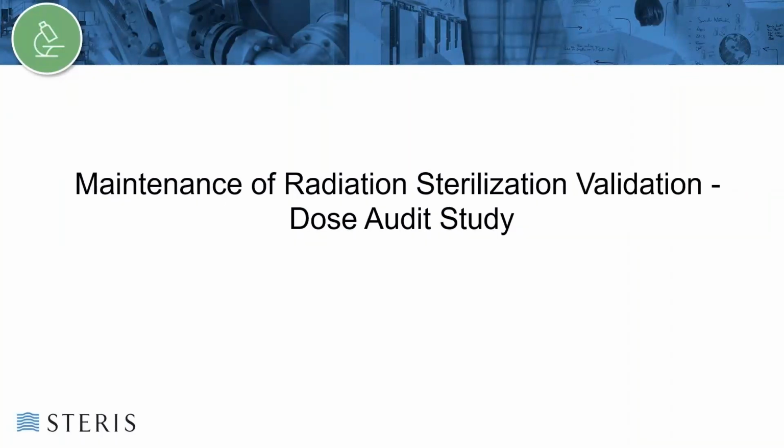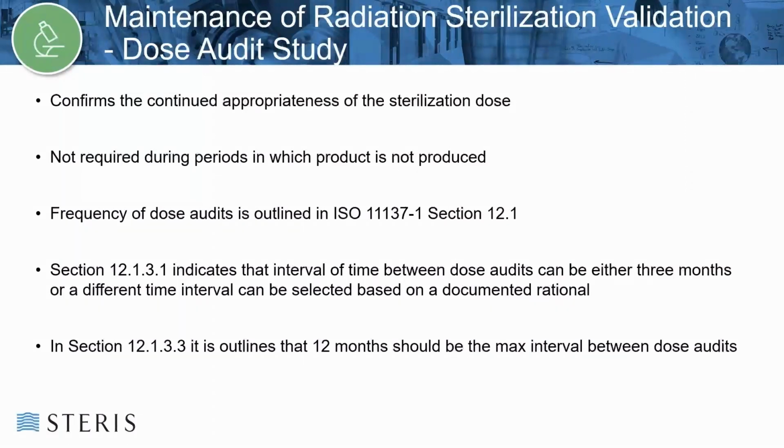Once there is a validated radiation sterilization dose, dose audits are performed on a regular basis to ensure maintenance of the validation. ISO 11137-2, section 10.1: dose audits are carried out to confirm the continued appropriateness of the sterilization dose. This dose audit confirms that bioburden is under control and that the sterilization dose continues to achieve the required sterility assurance level. Dose audits are not required during periods in which the product is not produced.